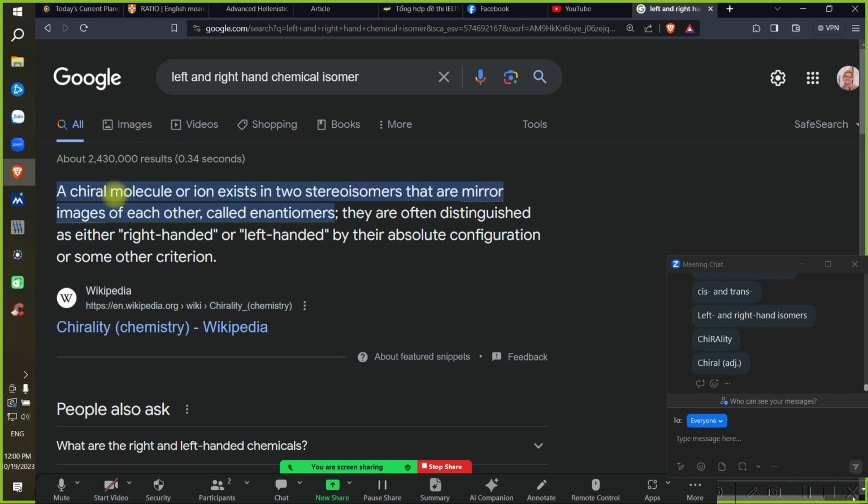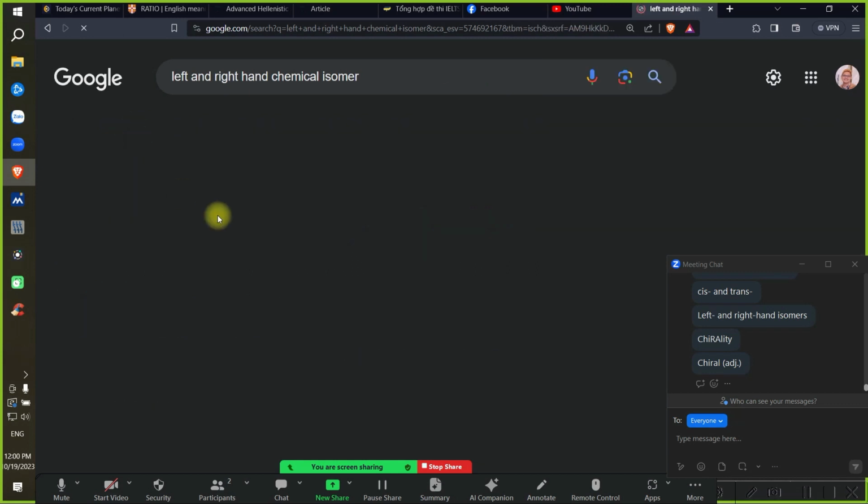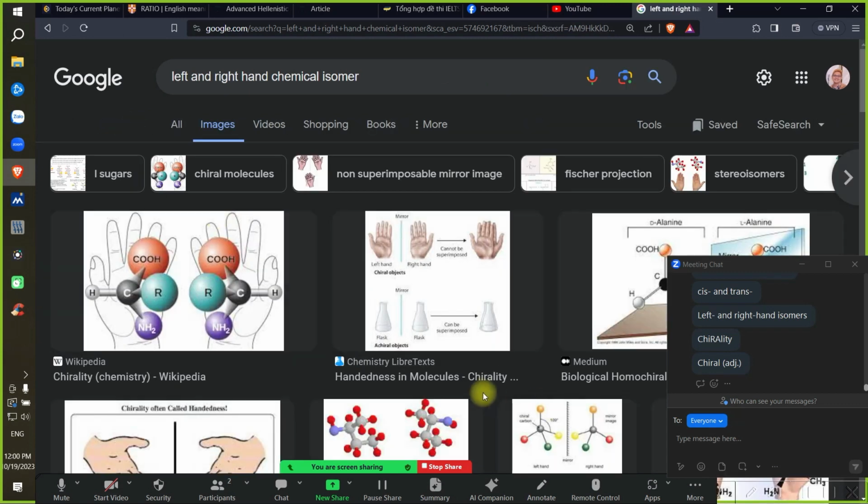I just remember I have learned cis and trans. Left and right is kind of like so new to me. It's a new one, yeah.